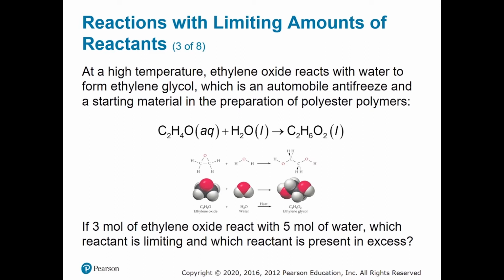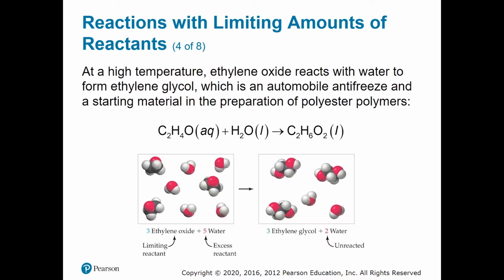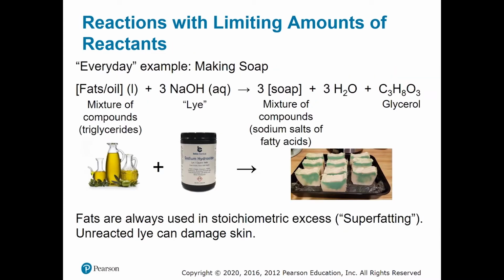If, say, 3 moles of ethylene oxide react with 5 moles of water, what's going to happen? Only 3 waters are needed to react with all the ethylene oxide, but we have more than 3 waters. Therefore, water is the excess reactant and ethylene oxide is limiting. Since each ethylene oxide produces 1 equivalent of ethylene glycol, we can make 3 ethylene glycols by the time the reaction is over. We used up 3 of the waters, but we started with 5, so we still have 2 of those left over.